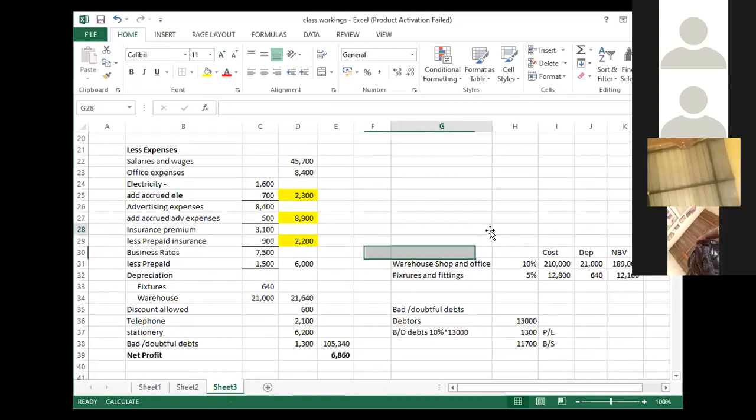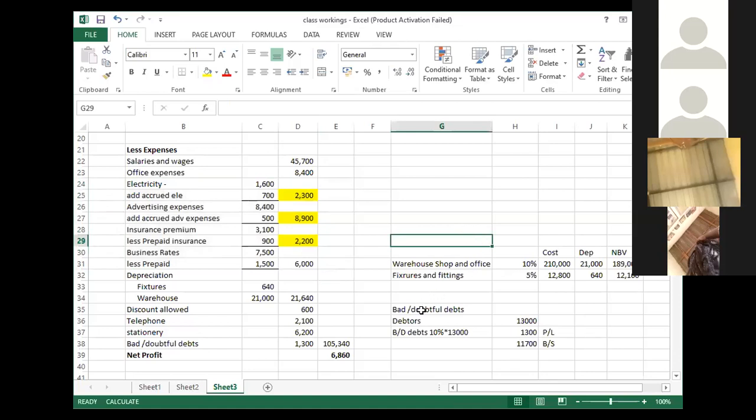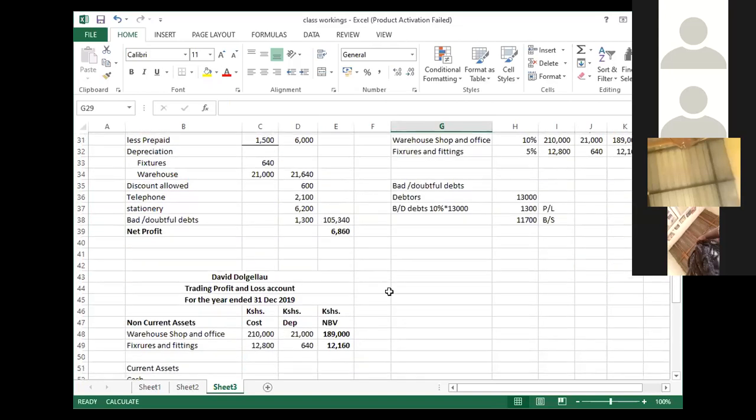Alternatively, and I forgot to say this, you can do the workings separately. If you look at the trading profit and loss account, we did workings within here as we were calculating, right? If there are not many adjustments, then they can be done here, right? But if we have several adjustments, then you can make them separately. So we proceed and do this.